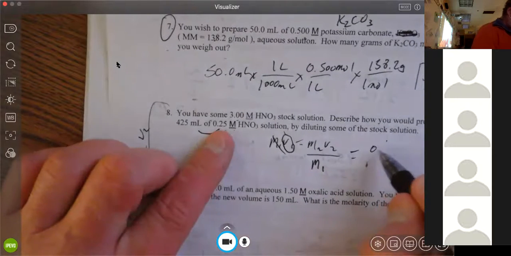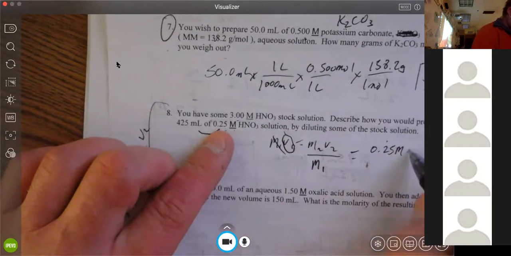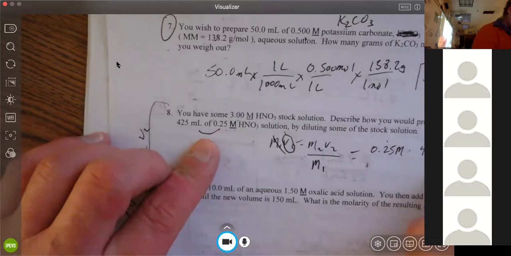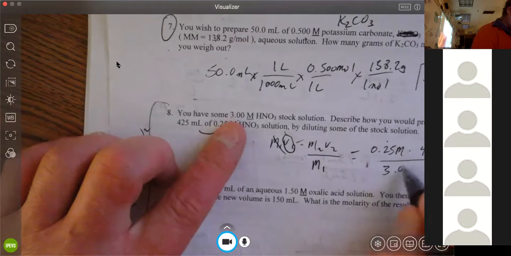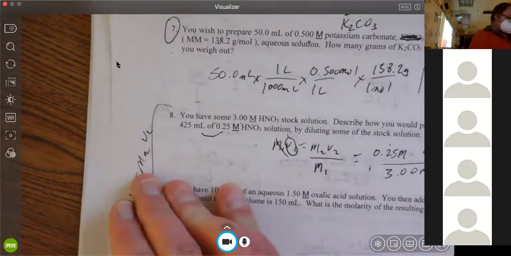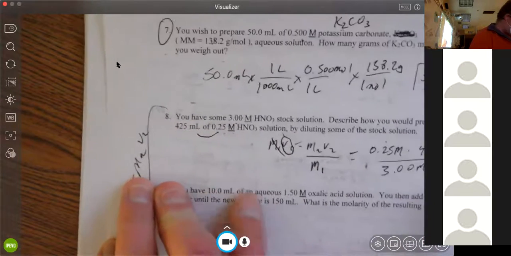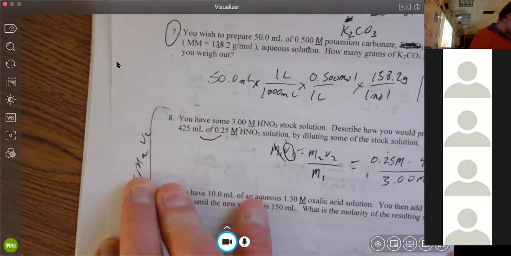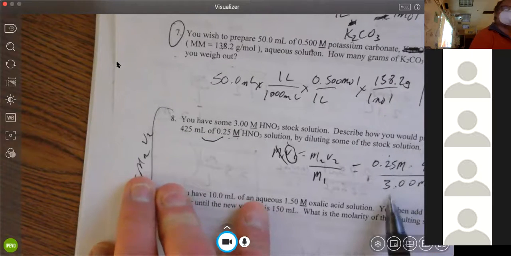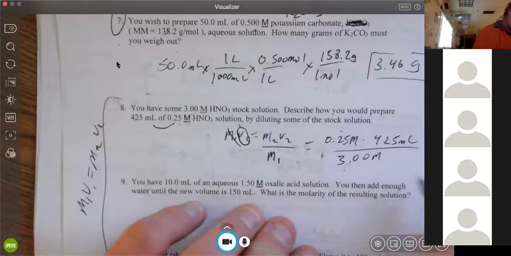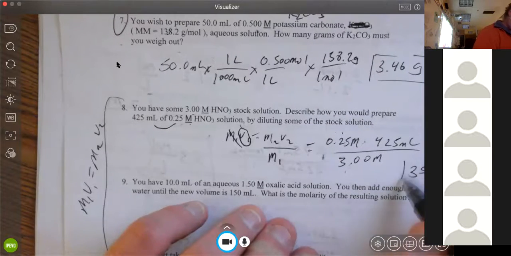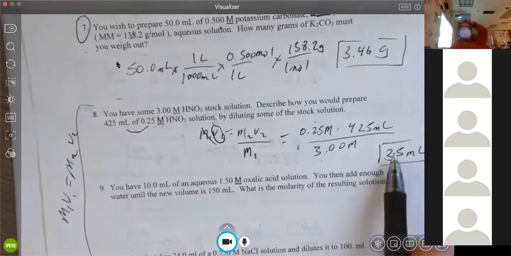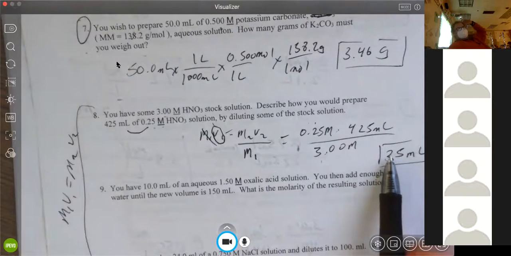So we take 0.25 molar times 425 milliliters divided by 3.00 molar. 0.25 times 425 divided by 3 is 318.75 over 3, about 35.4166. So that's 35 milliliters. So we would start with 35 milliliters of the stock solution. We would add enough water to equal 425 milliliters.